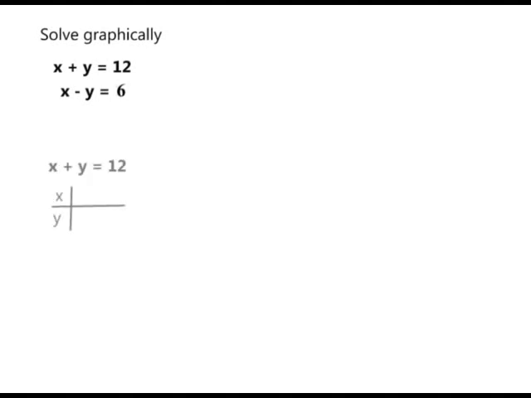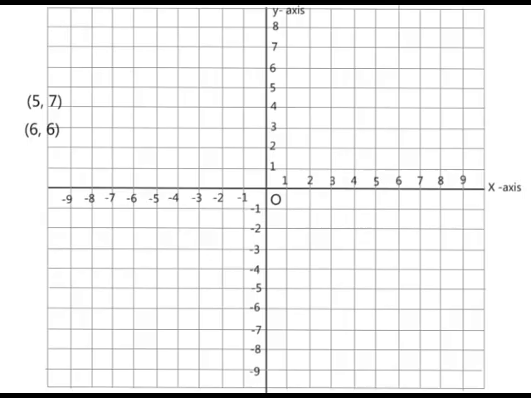For the graph x plus y is equal to 12, I want to choose two random values of x and then calculate the corresponding values of y. I'm going to choose 5 and 6. So when x is 5, 5 plus y is equal to 12, and that gives us y is 7. When x is 6, y is equal to 6. Right. So we have the first 2 points, (5, 7) and (6, 6). We plot the points and draw the line. This graph is x plus y is equal to 12.